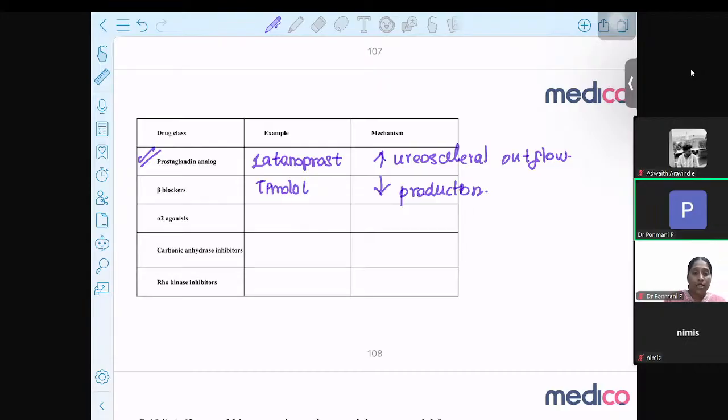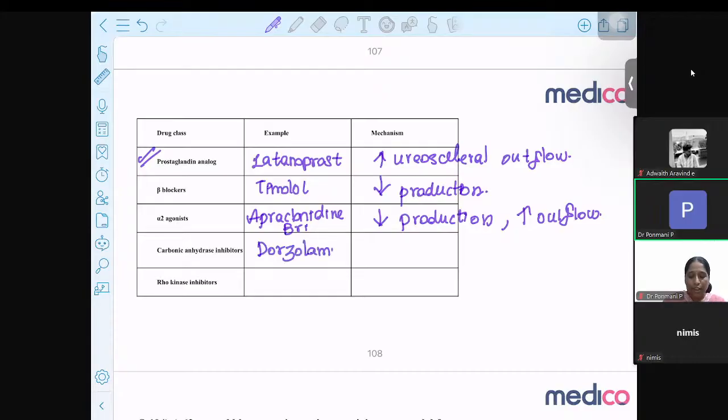An alpha-2 agonist is also going to decrease the production of aqueous humor. Under this, drugs such as apraclonidine and brimonidine come. Okay. In addition to decreasing the aqueous humor production, it can also have a minor increase in the outflow, especially the trabecular outflow. Okay. And carbonic anhydrase inhibitors, you have acetazolamide and dorzolamide. Dorzolamide is given topically. How does it work? This also decreases the production.